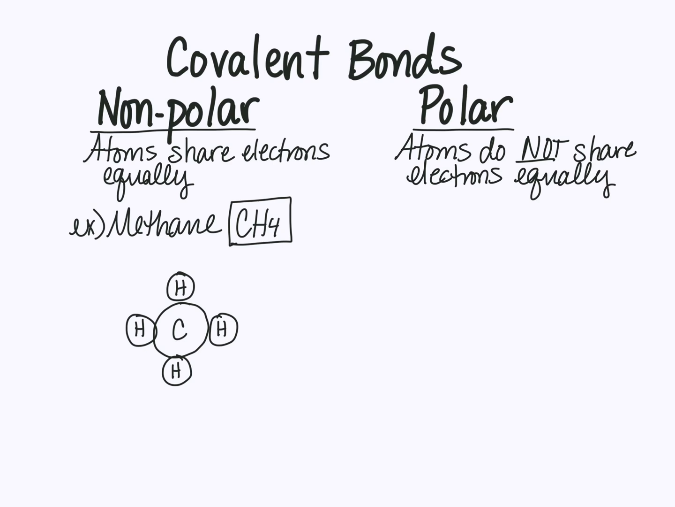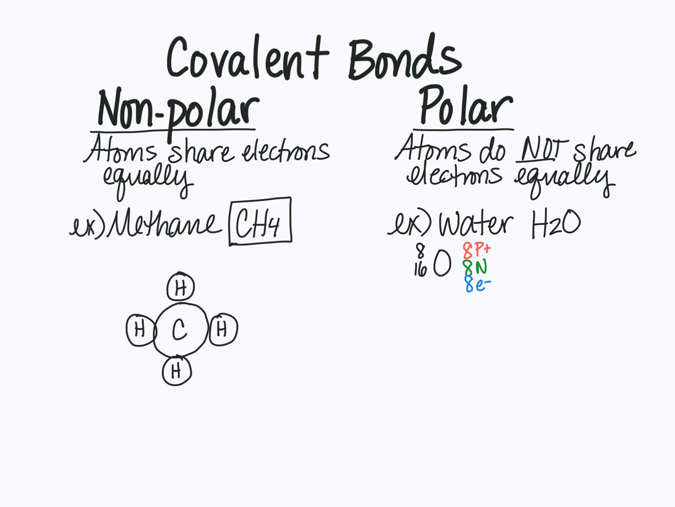Now let's take a look at an example of a polar molecule. And the example we're going to use is water. And the molecular formula of water is H2O. So let's draw this molecule of water out since we haven't looked at it yet. So if we were to take a look at oxygen, oxygen has an atomic number of 8 and an atomic mass number of 16. So that tells us that oxygen has 8 protons, 8 neutrons, and 8 electrons.